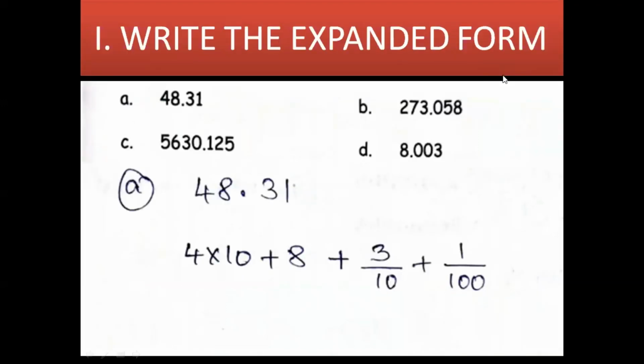Write the expanded form. For example, 48.31. Now we change it into expanded form. 4 times 10 is 40, plus 8, total 48. Plus, after the decimal, what comes? Not the ones place, it is the tenths place. 3 by 10. Next place, 1 by 100. This is the expanded form.